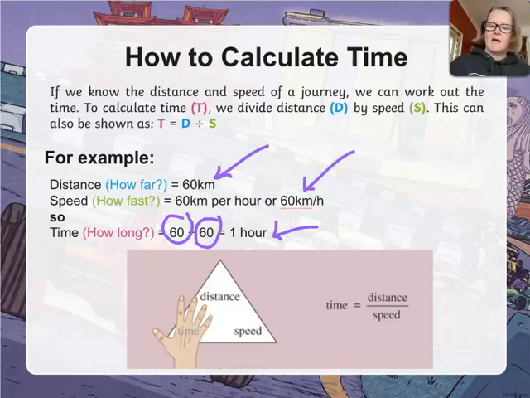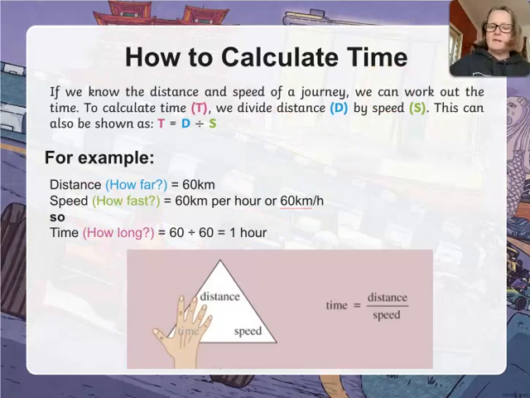One thing you do have to be careful of when you're doing these calculations is to make sure that your units match. So if we want to know how long it will take us, we need to do our units in hours because our speed was in kilometers per hour. So that might be something you need to watch, that your units match when you're doing your calculations.